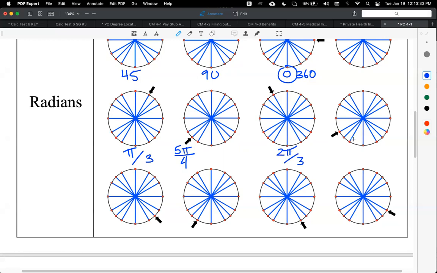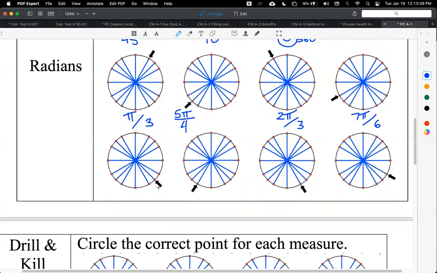Next one. Oscar. 7 pi over 6. 7 pi over 6. Good. Next one. Leo. 7 pi over 4. 7 pi over 4, good. Next one. Emily. 4 pi over 3, good. Next one.